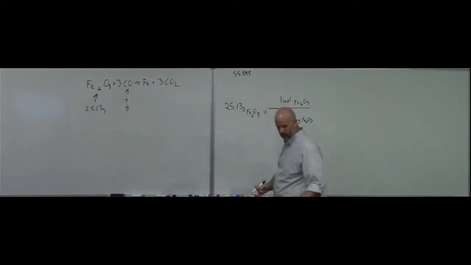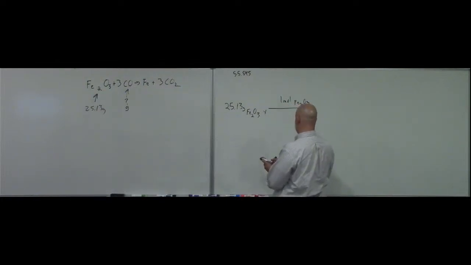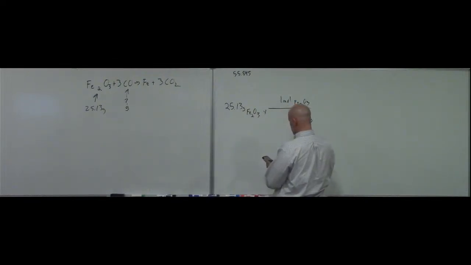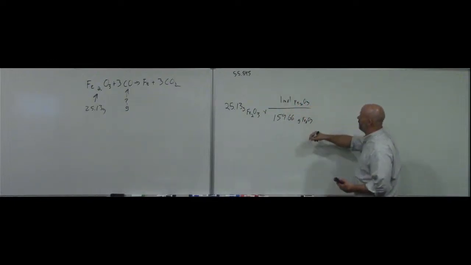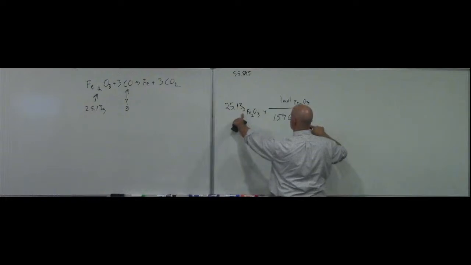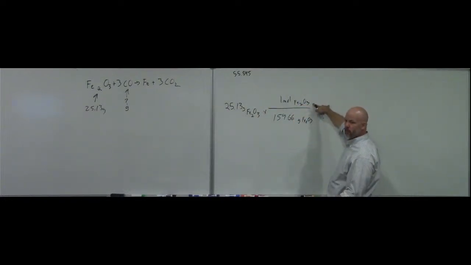Okay, so let me do that. 2 times 55.845 plus 3 times 15.99. That ought to give me 159.66. Okay. All right, so when I look at this, I've got grams of iron oxide canceling. I'm now down to moles, right? So now this is where the stoichiometry comes in.